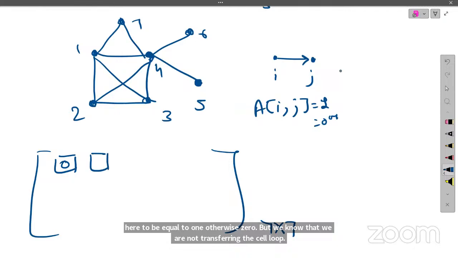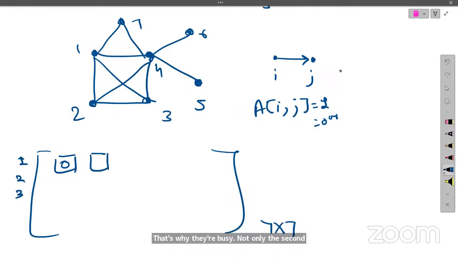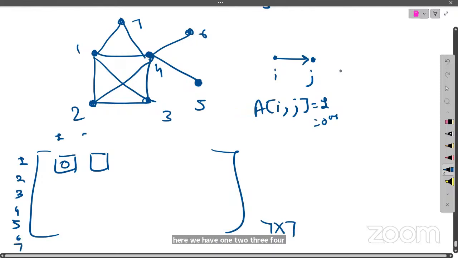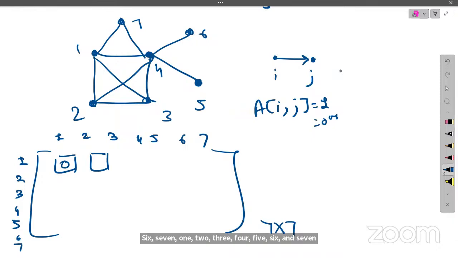Now what will be the second entry? So here we have 1, 2, 3, 4, 5, 6, and 7. Vertex 1 is connected to 2, so this entry will be 1. 1 is connected to 3, so this entry will be 1. 1 is connected to 4, so this entry will be 1. 1 is not connected directly to 5, so this entry will be 0. And 1 is not directly connected to 6, so 0. And here we have 1. In this way, we can associate a matrix to a graph, and that matrix is known as an adjacency matrix. Is that fine? Yeah, kind of easy.